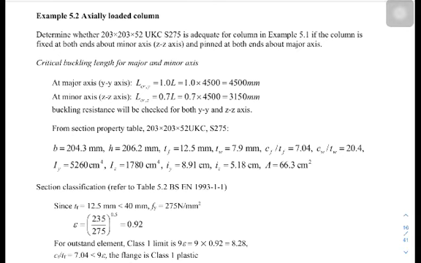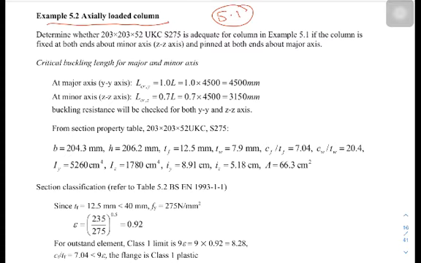Let me continue example 5.2. Excel load column again. It's very similar to the one that I've discussed with example 5.1 above.